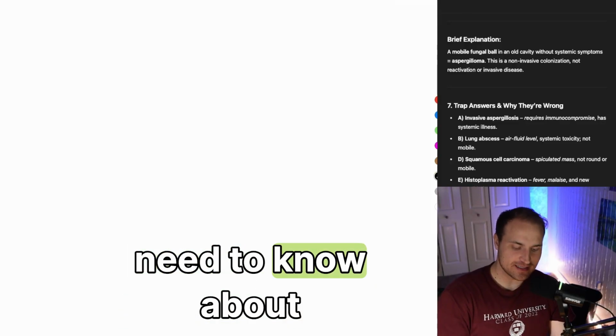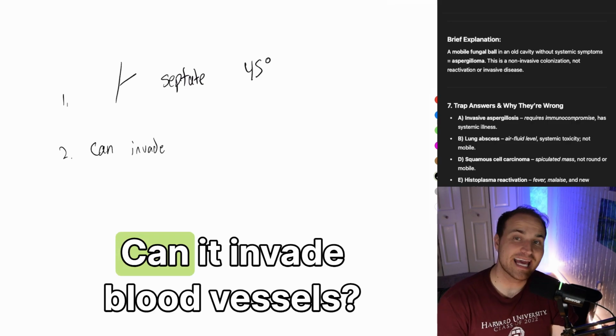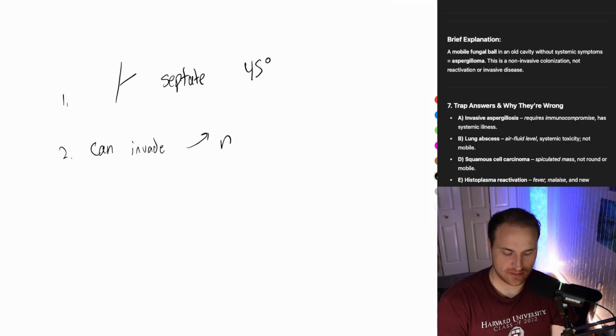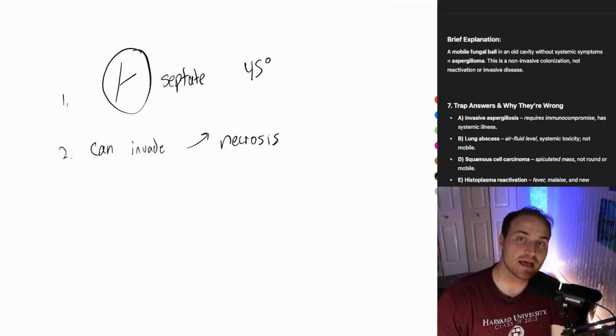This is everything you need to know about Aspergillus. First of all, septate branching at what degree? 45. Can it invade blood vessels? Yes. What does that cause? Necrosis. And these are dichotomous acute angles, unlike mucor.